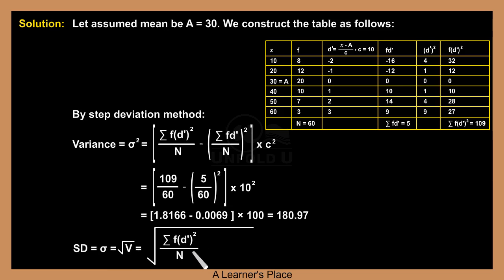Standard deviation is equal to sigma is equal to root variance is equal to root of summation f d dash square upon n minus summation f d dash upon n whole square into c is equal to root 180.97 is equal to 13.45.